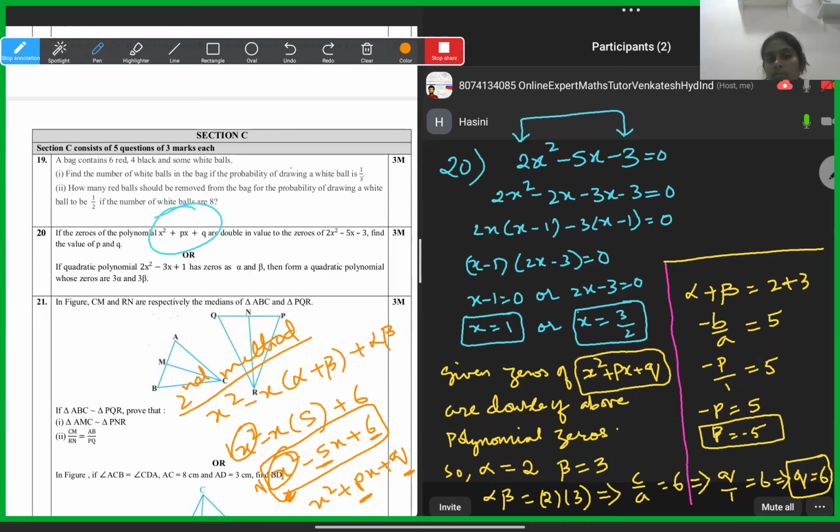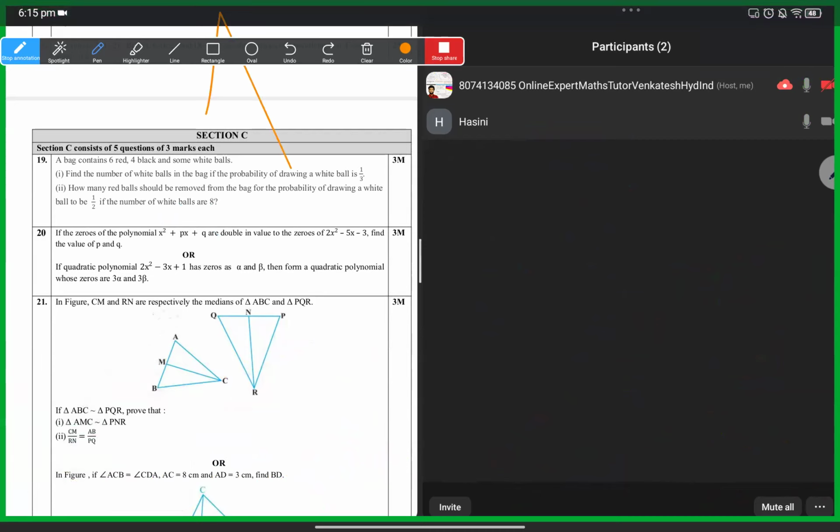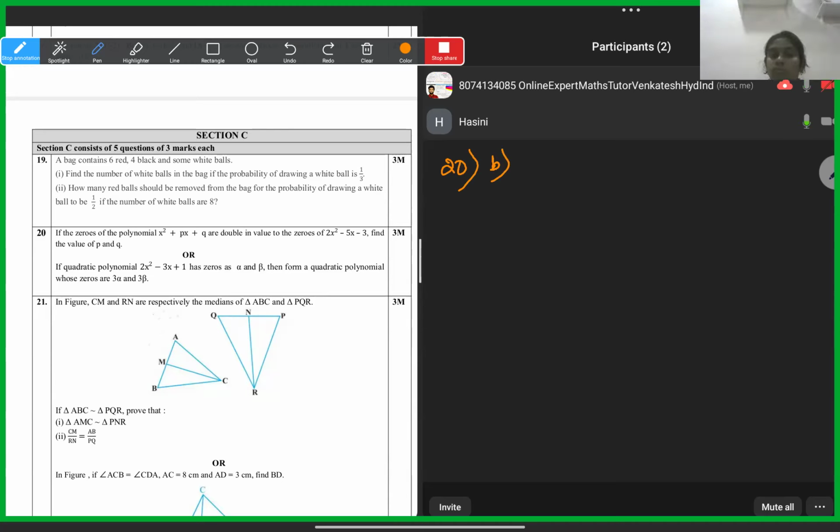Okay. We'll go to the next question. 20th, one more is there. Once you read the question, ask me. If quadratic polynomial 2x square minus 3x plus 1 has zeros alpha and beta, form a quadratic polynomial whose zeros are 3 alpha and 3 beta.